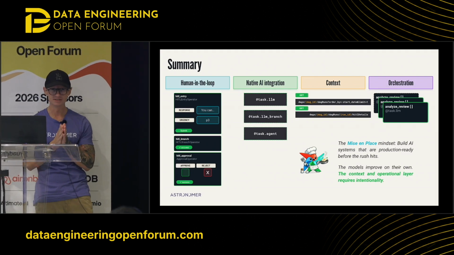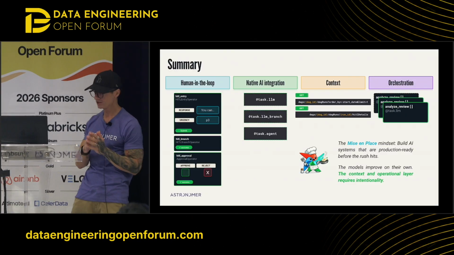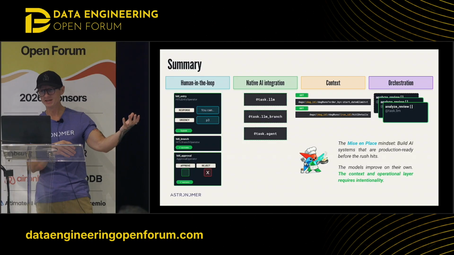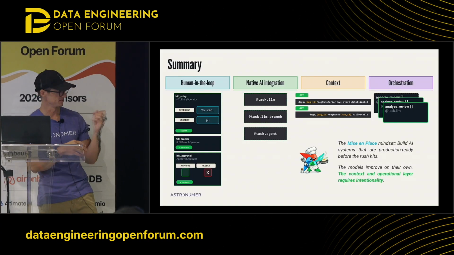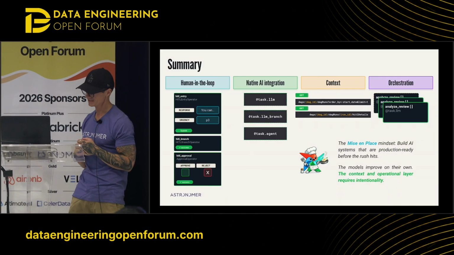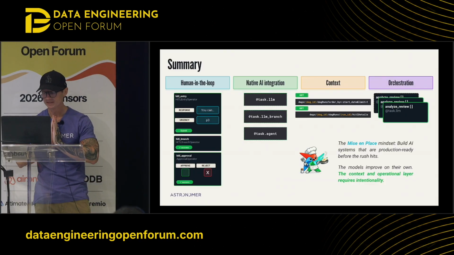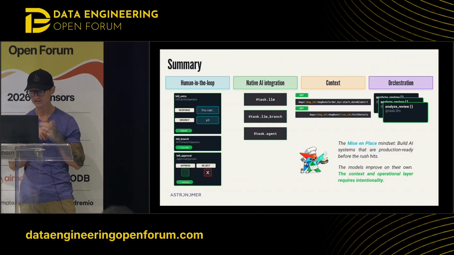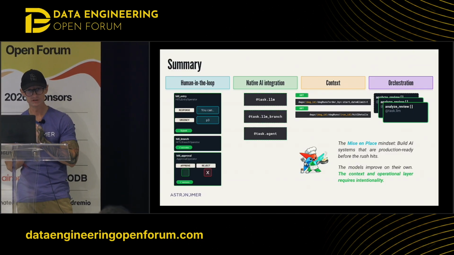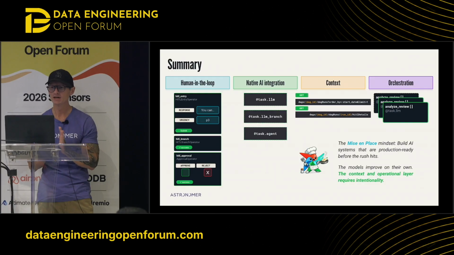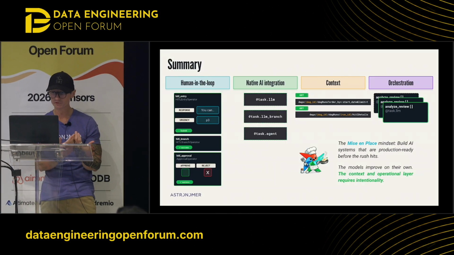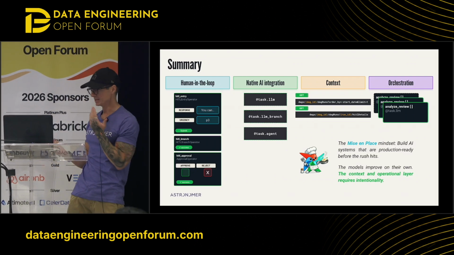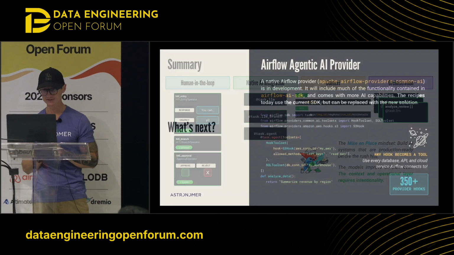Now, the mindset is we want to build systems that are ready for production before we go into production, and not take a quick AI prototype and say, yeah, that works, that's production ready, which happens these days, I heard. Yeah, and what I want to say is that models improve over time. The teams behind these models, including OpenAI, are doing an amazing job, very impressive. But this happens, right? They improve over time. But the context and operational layer requires intentionality, and this is where Airflow comes in, for instance.